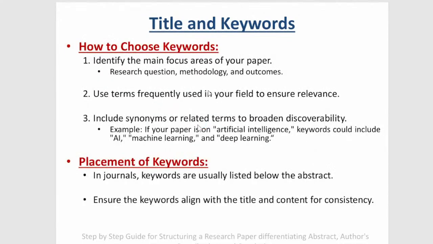Title and keywords. How do we choose the keywords? While choosing, we have to identify the main focus area of our paper. That is about the research question, the research methodology, and the research outcomes. We use terms frequently used in our field to ensure relevance. It includes synonyms or related terms to broaden discoverability.